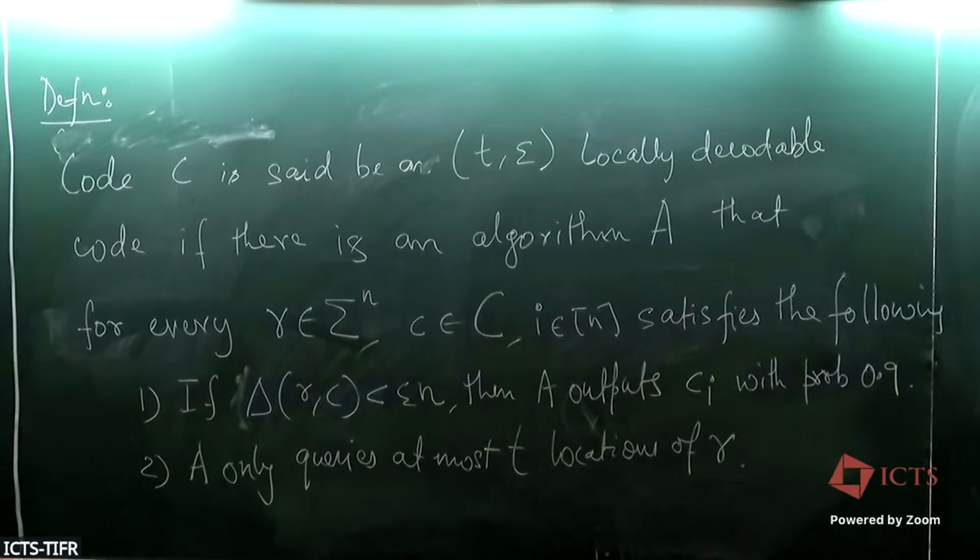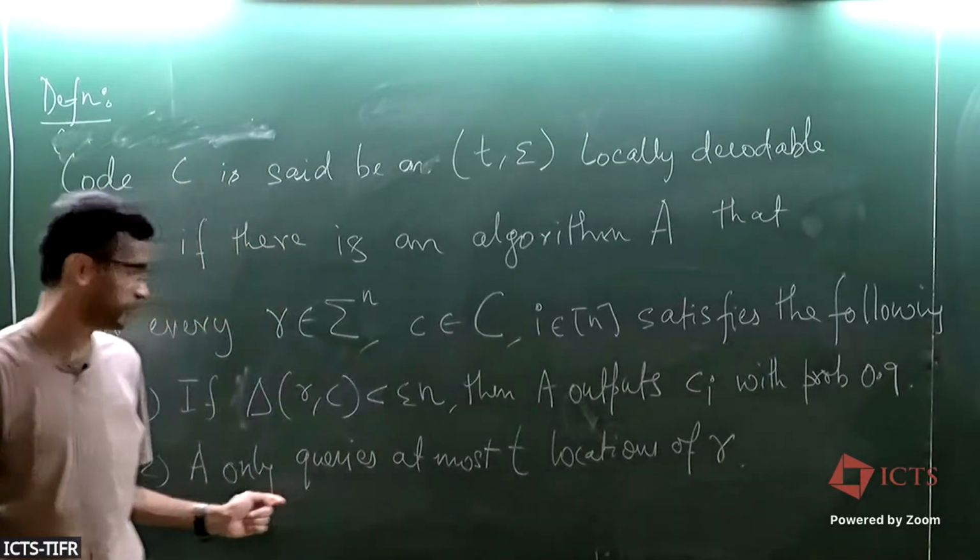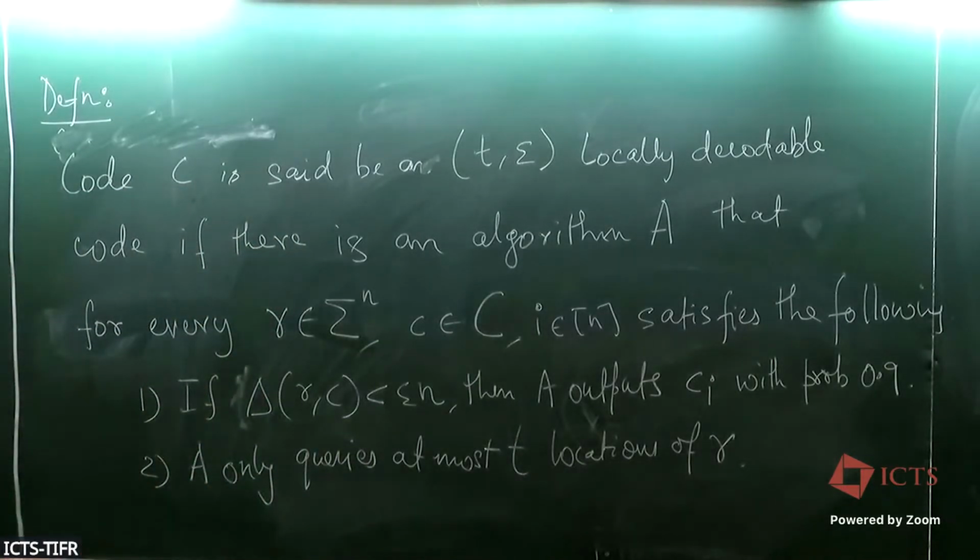I is given as an input. I is a part of the input. It only has to output C_I, that coordinate of the code.